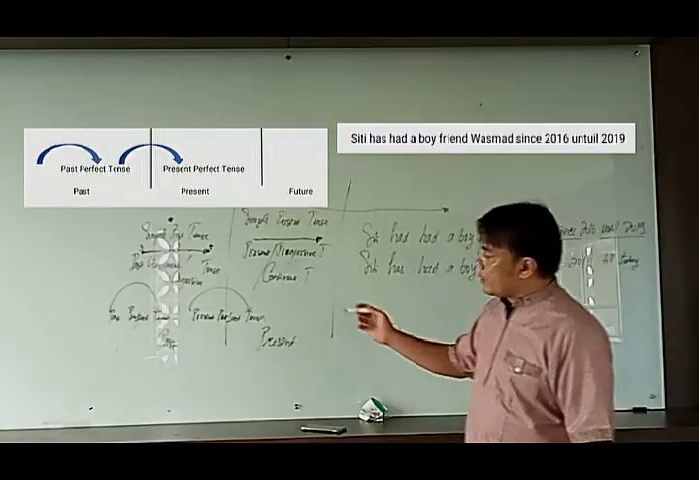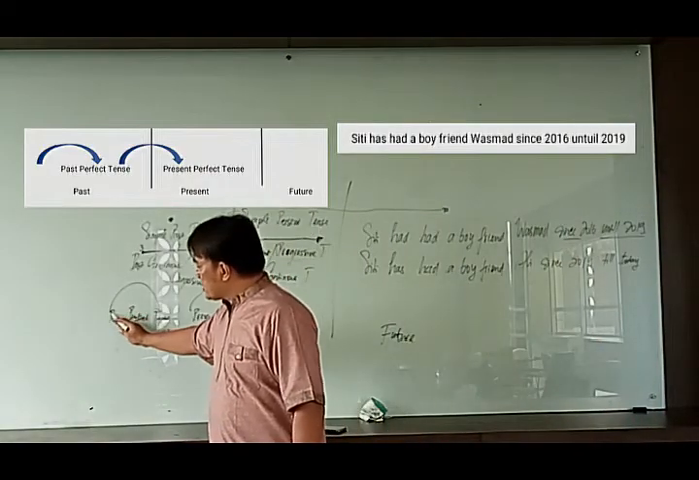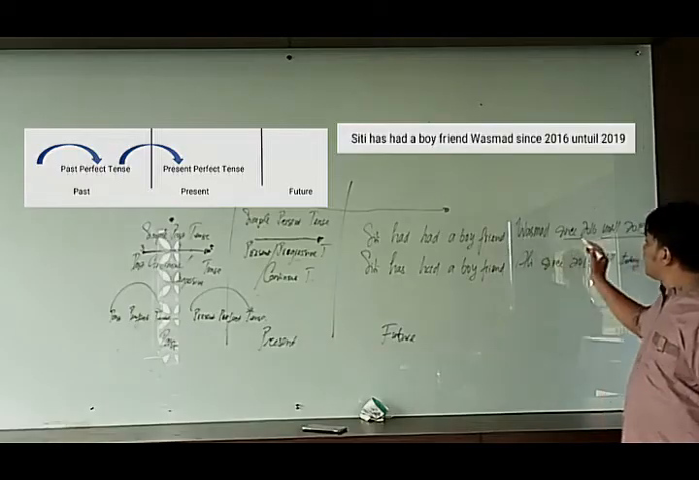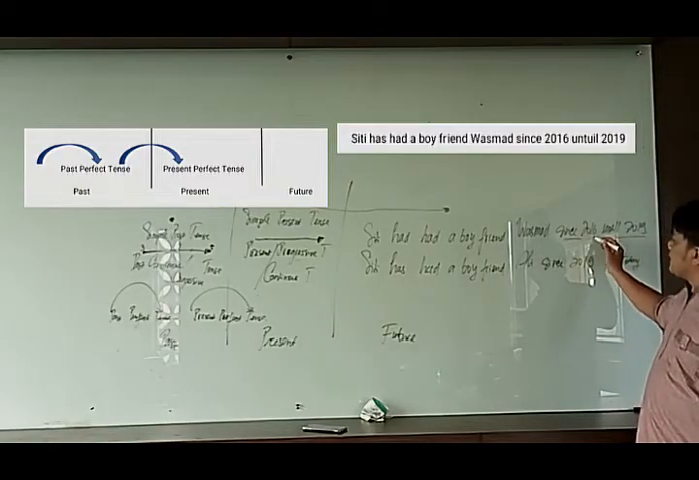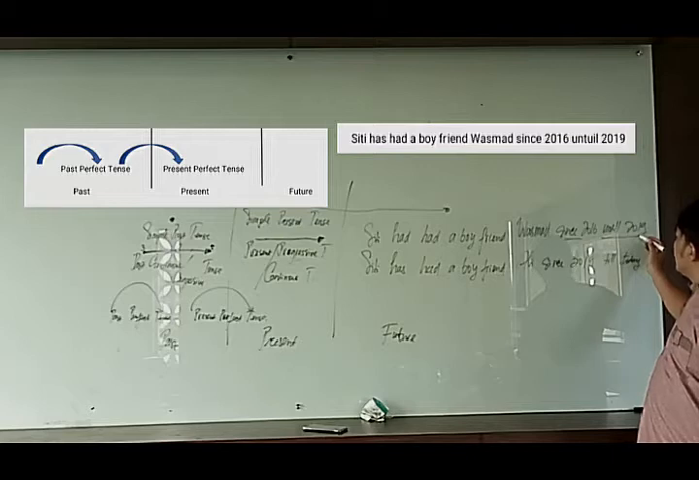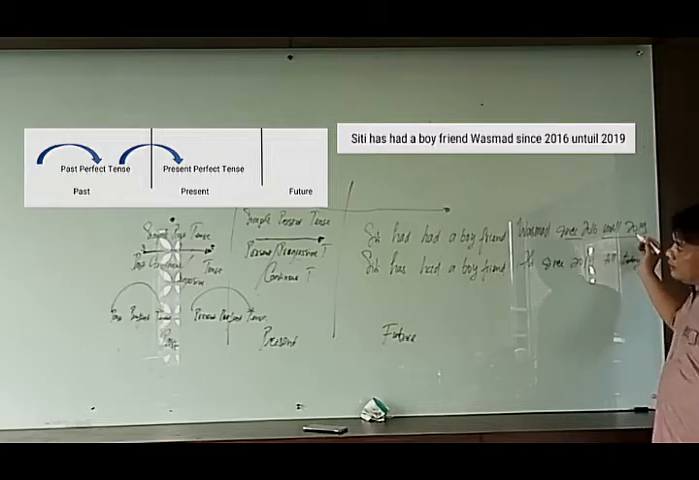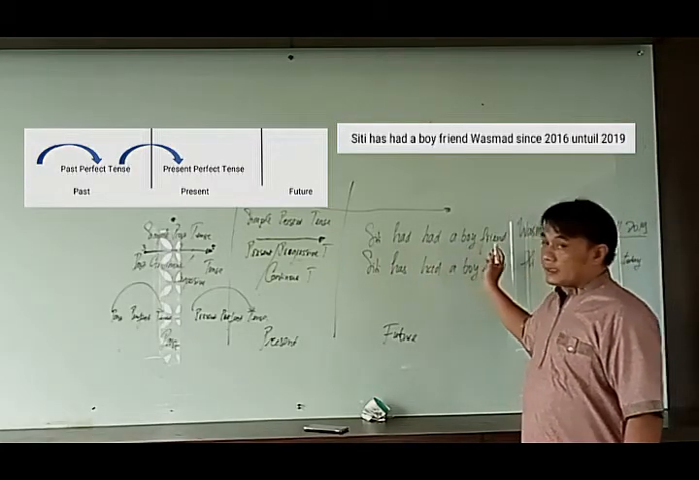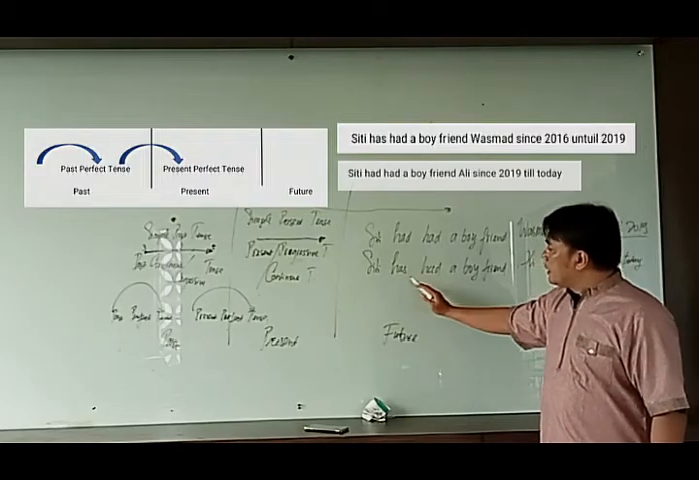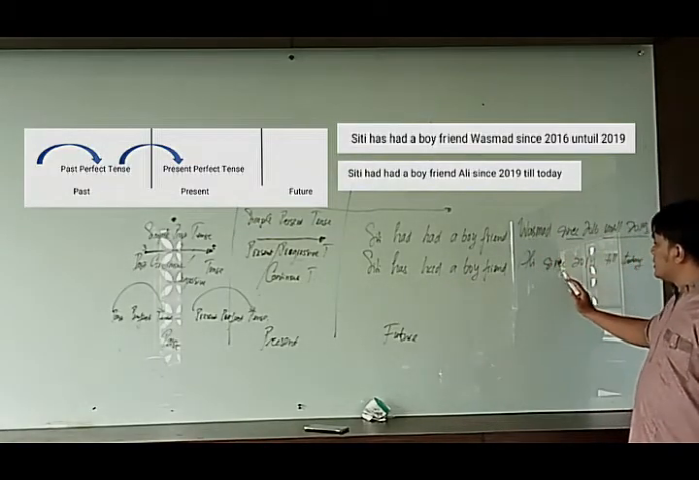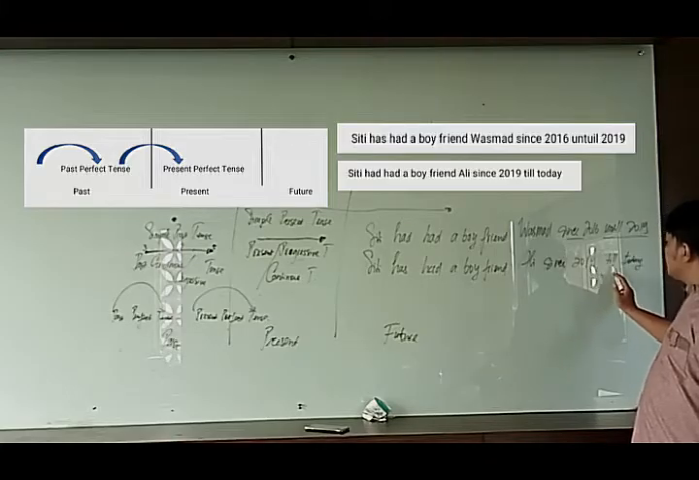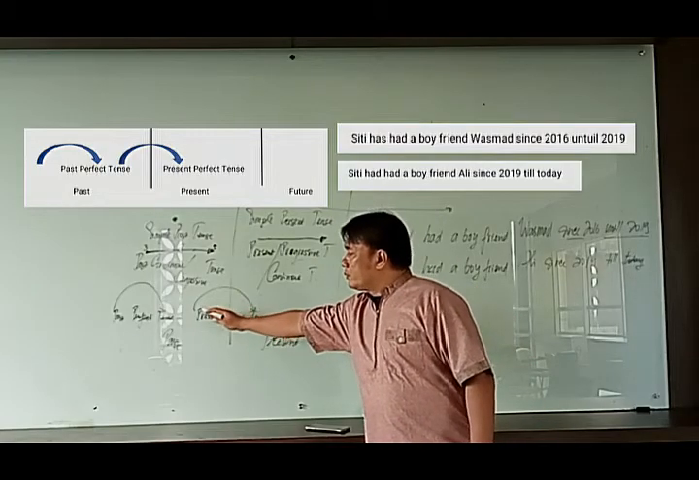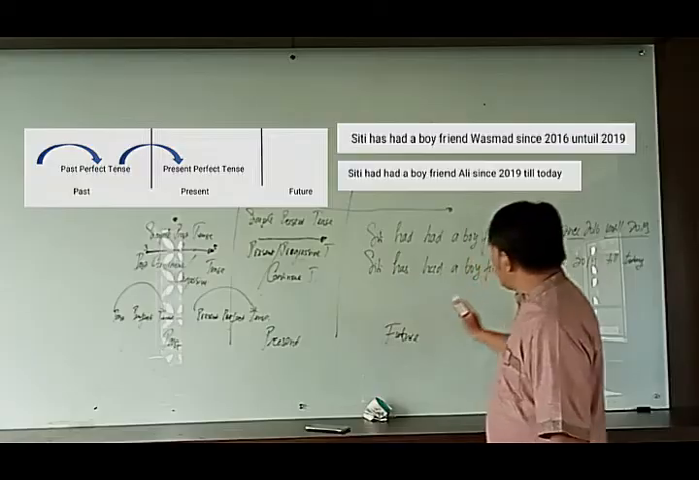And then past perfect, because it happens since a time in the past until a time in the past too. This one: in the past, 2016 already happened, 2019 already done. Jadi ini masuk ke past perfect tense. Now this one, Siti has had a boyfriend Ali since 2016 till today. Mulai lampau, ya, dan sekarang masih berlangsung.